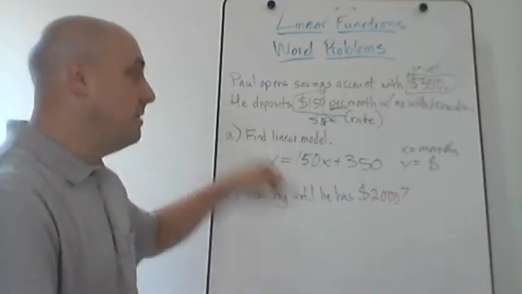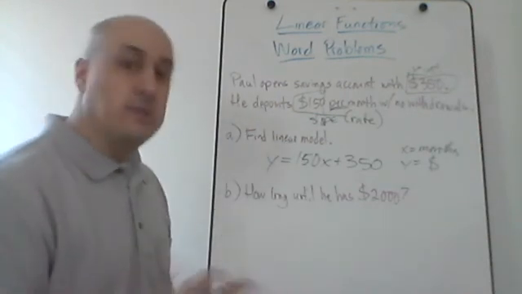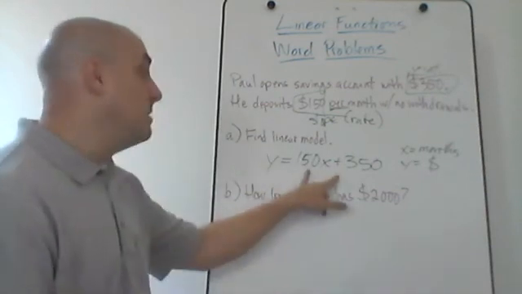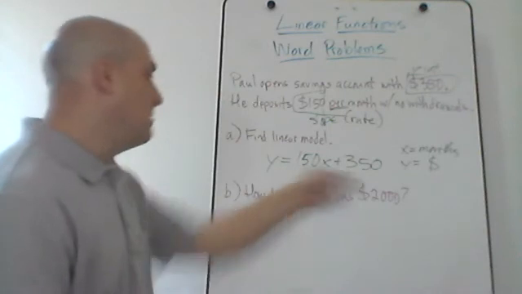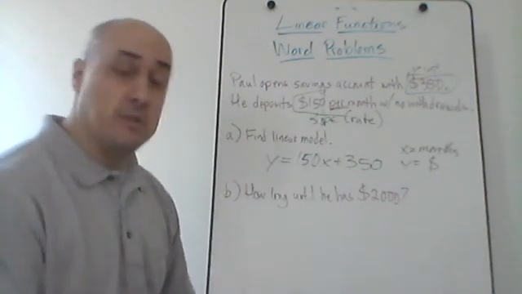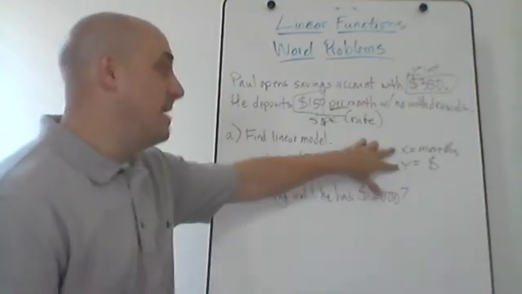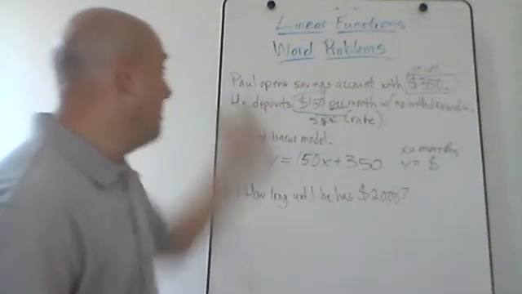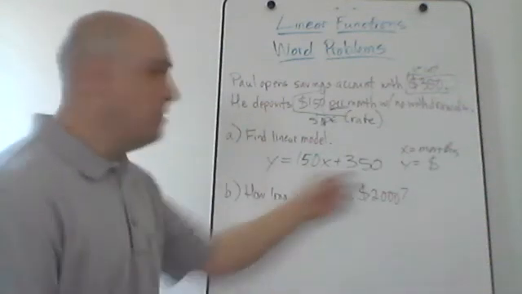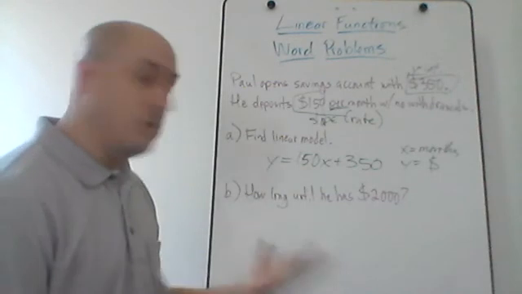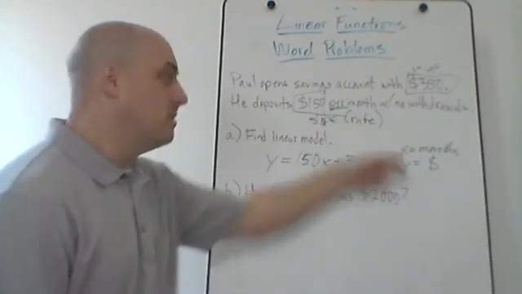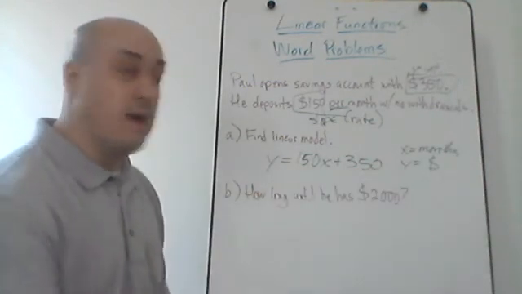When you're writing a linear model, there are really two things to it. It's the equation itself, but it's also telling what those variables represent. If you just give somebody this equation, y equals 150x plus 350, but you don't tell them that x is the number of months and y is the number of dollars in Paul's savings account, then they don't know what to do with this equation. So you need to have both of those things: the equation that relates the variables, and also an indication of what those variables mean for this problem.